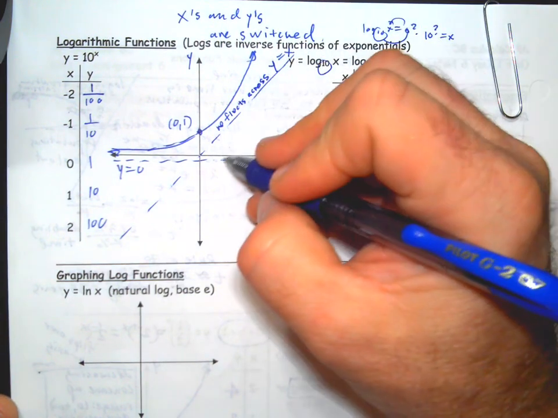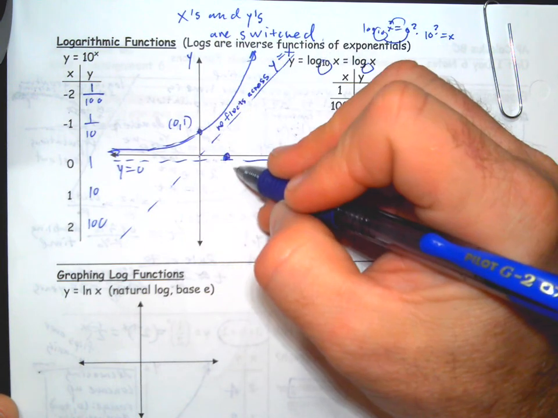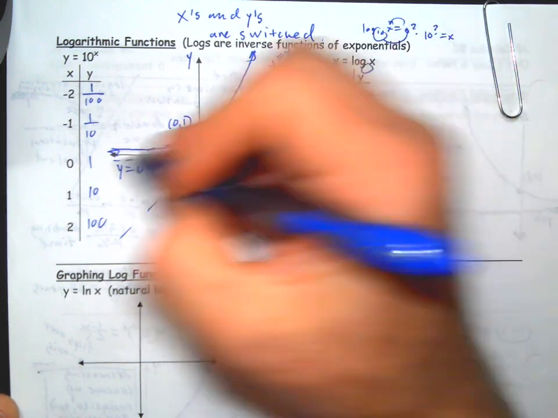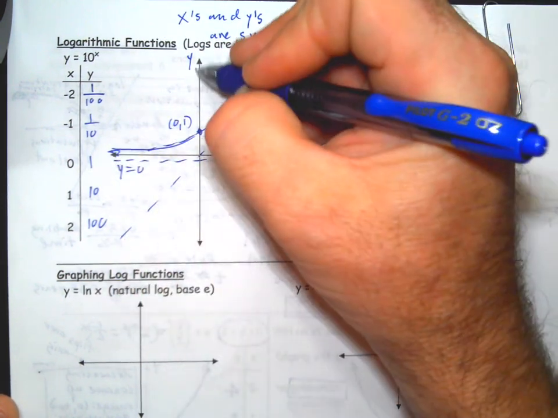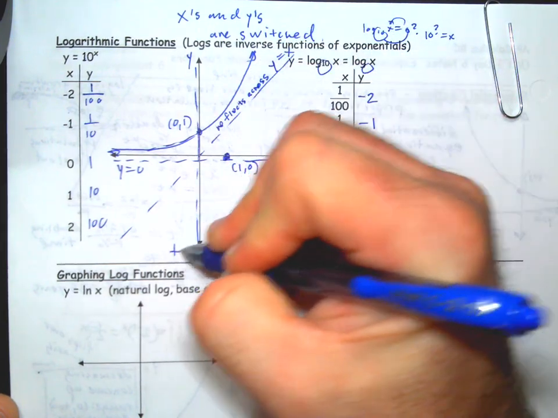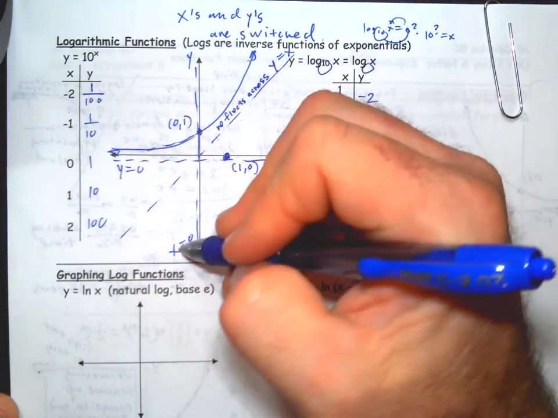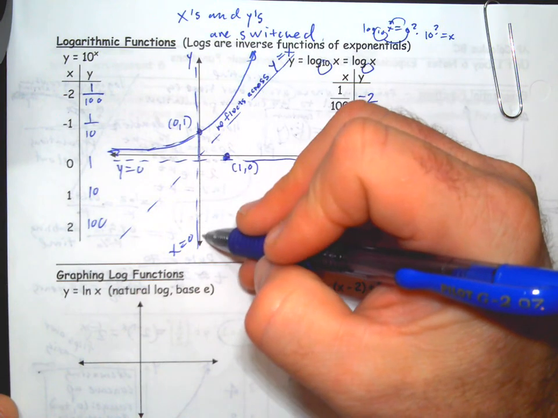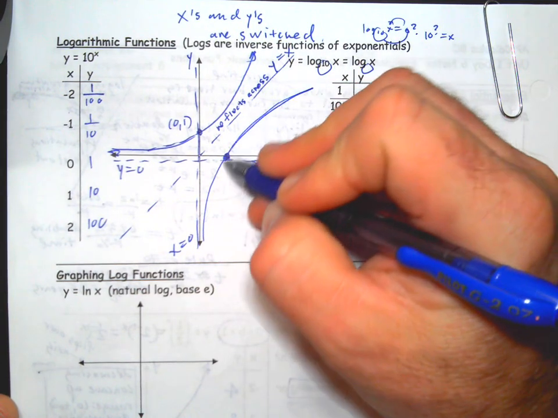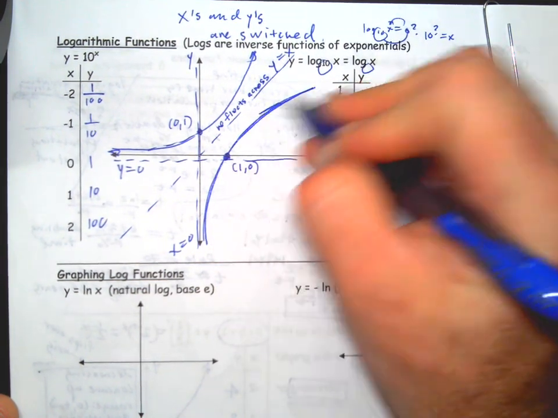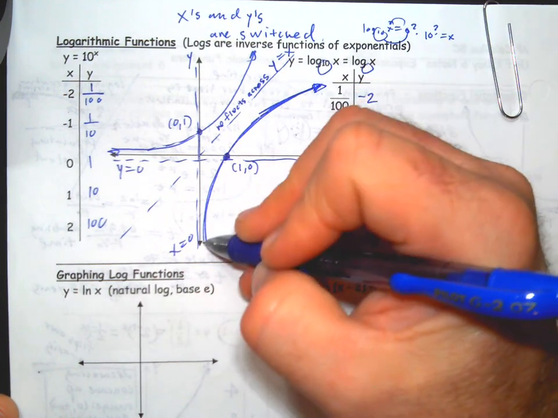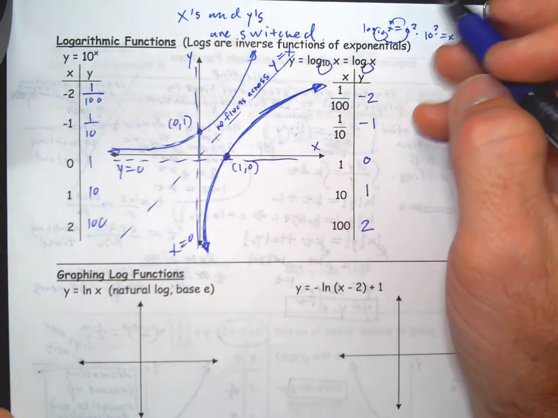And this is always true. So (0, 1) becomes (1, 0). Horizontal asymptotes y equals 0 become x equals 0, right? Everything that was y becomes x, everything that was x becomes y. And when you draw your graph, it should look like a mirror image across that line, y equals x.